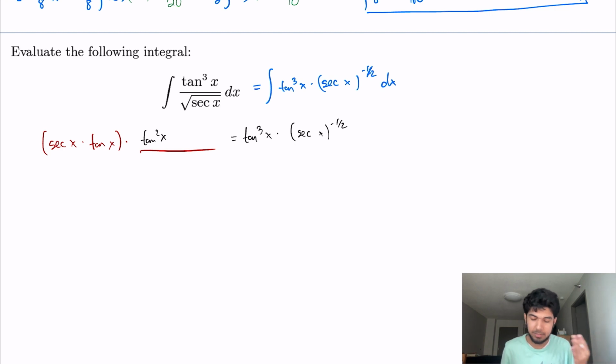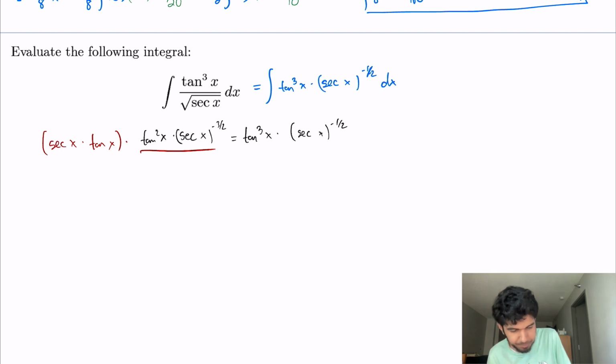Now we have to take care of the secants. When we multiply secants, the powers will add. So the power of this here is 1. We have to multiply it with a term such that when you add its powers, 1 plus that power should equal negative 1/2. So 1 plus negative 3/2 equals negative 1/2. So we'll multiply this with secant of x to the negative 3/2 power.